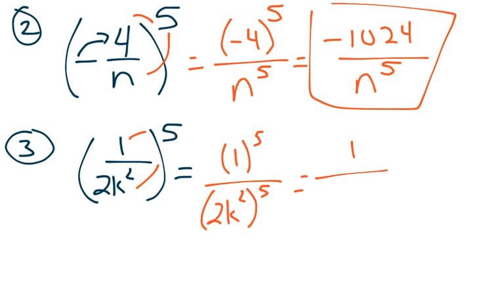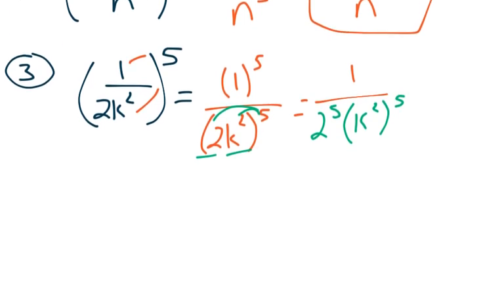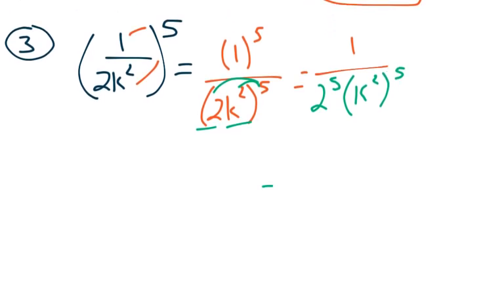Okay, 2k squared to the fifth. We have a product here. We've got 2 times k squared, and we're raising that to the fifth power. So we're going to distribute that outer exponent of 5 to both parts of that denominator. So this becomes 2 to the fifth times k squared to the fifth. Okay, let me slide this up. So we still have a 1 on the top. 2 to the fifth power, if you type that in your calculator, 2 times 2 times 2 times 2 times 2, that is 32.